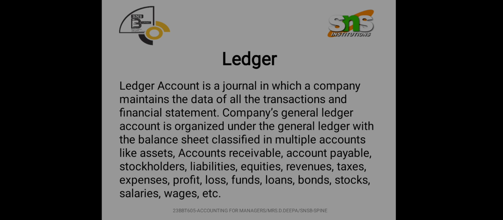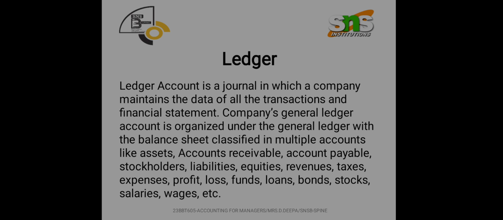So what is this? Ledger account, basically it is a journal in which a company maintains the data of all the transactions of financial statements. So whatever is recorded in journal book, the same thing, but specifically I have to see cash account alone. All the cash account I have to see that alone, or purchase or sales or rent or bank, whatever, I have to see any specific account, how many transactions, how many cash accounts was done, as a total, that I should identify using this ledger account, right?